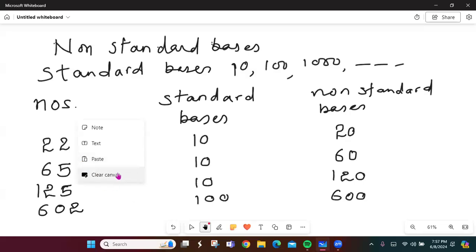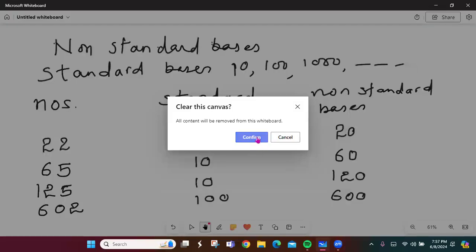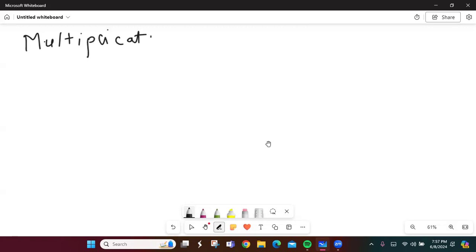So today, we'll see some products, some multiplications in which both numbers we multiply are above a non-standard base.